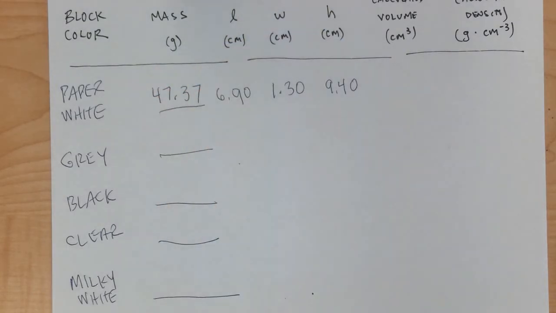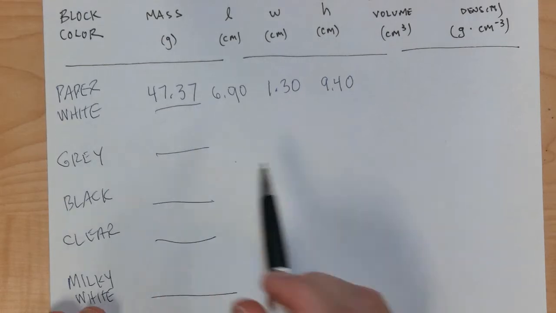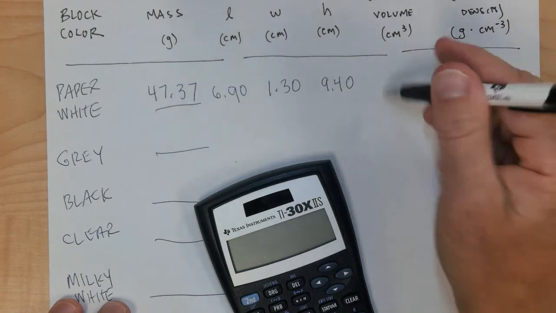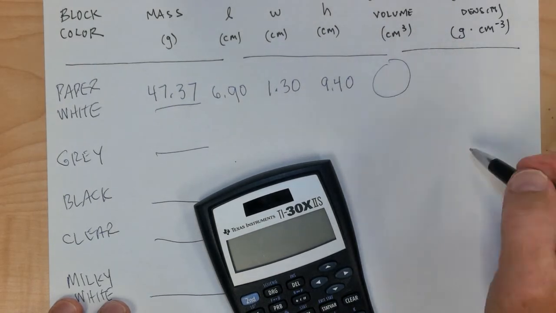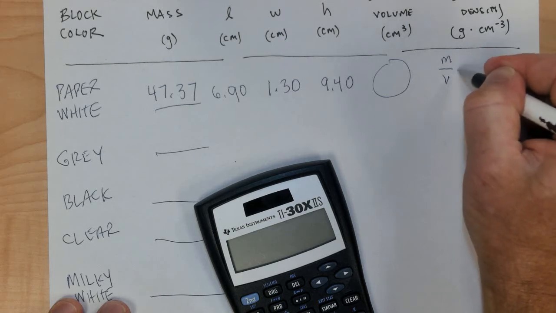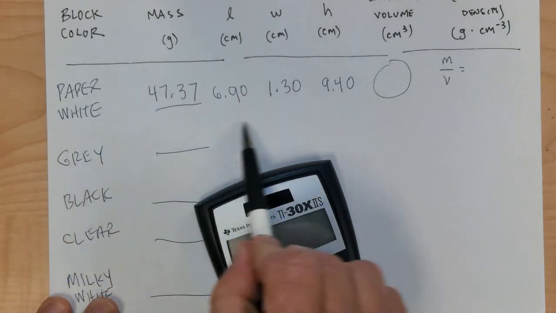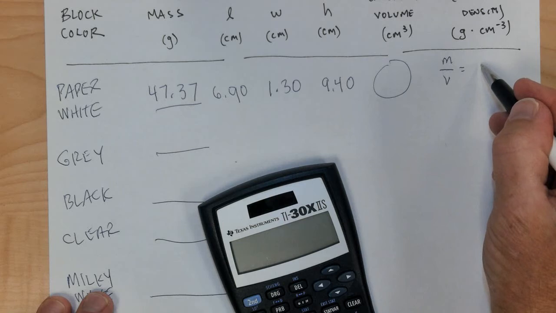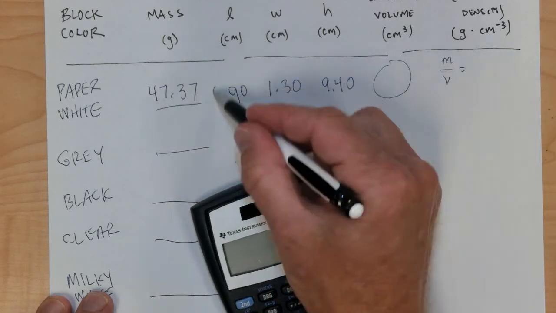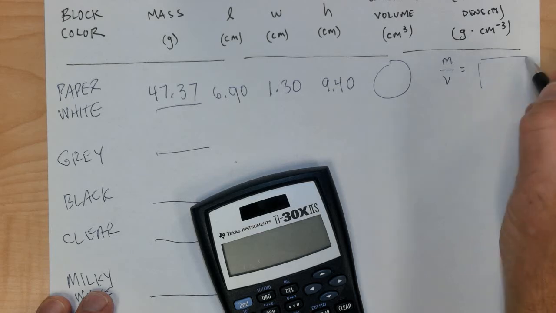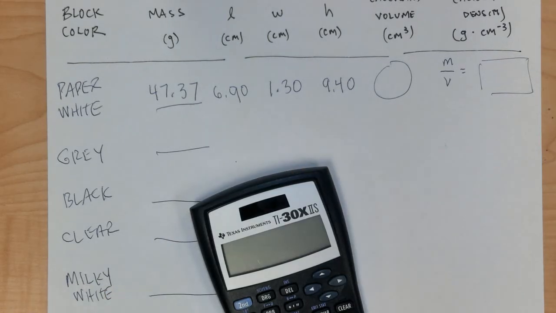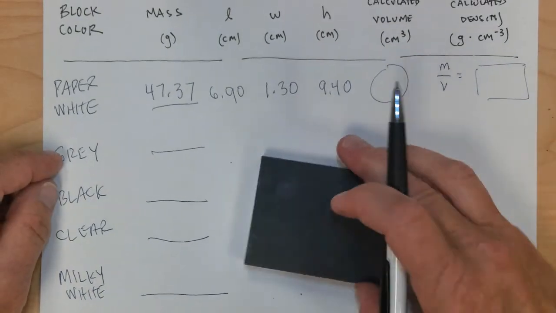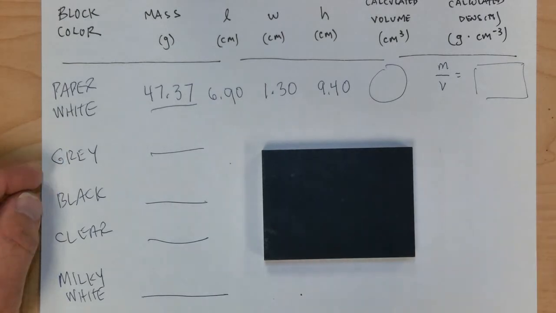All right, so the mass of the paper white block is 47.37, and then just so you know how to do this, you'll take length times width times height on your calculator, and then you'll get that calculated volume. And then to find the density, remember we're going to do the mass divided by the volume here. That's why I always said leave like 2 or 3 lines, because you need a little bit of room here to show your work for that. So you'll take the 47.37 and divide it by those 3 multiplied together, and then you'll get your density for the paper white. All right, I pretty much did that one for you. The next ones, all I'm going to do is give you the mass, and then I'm going to hold the ruler up on each one, and you will have to take the measurements.